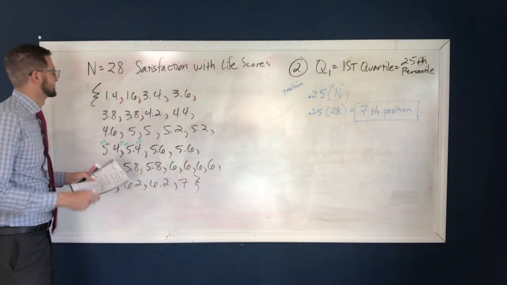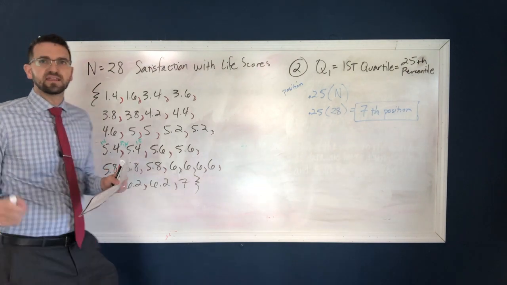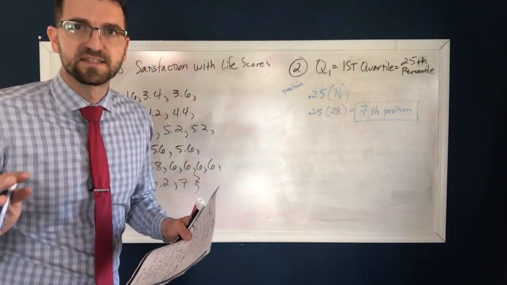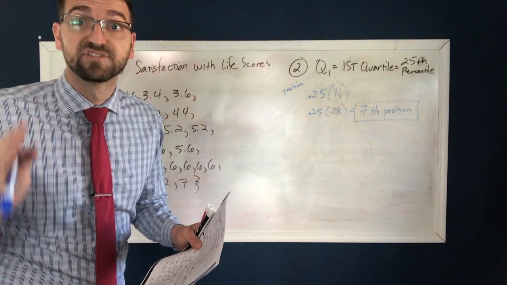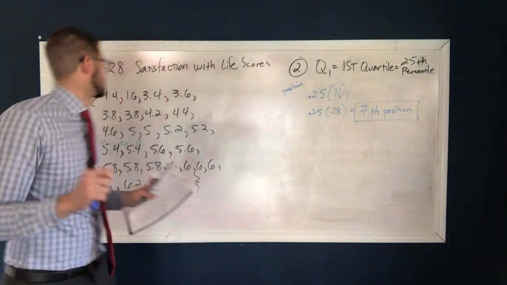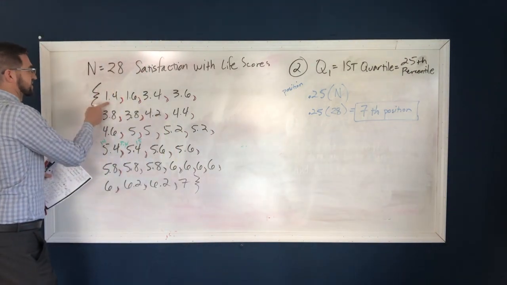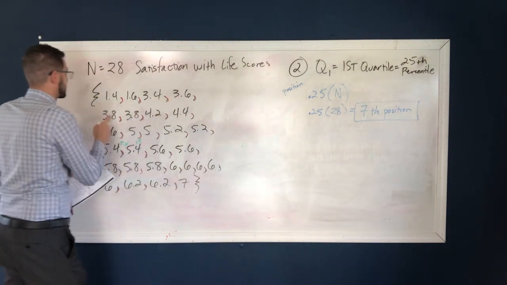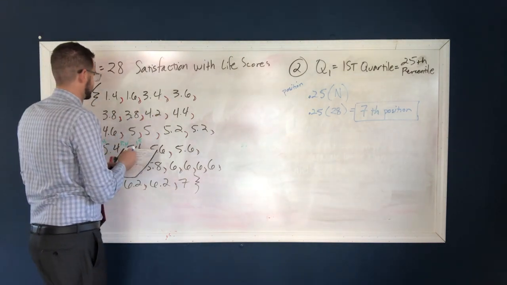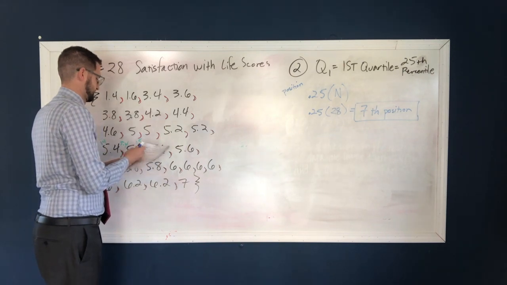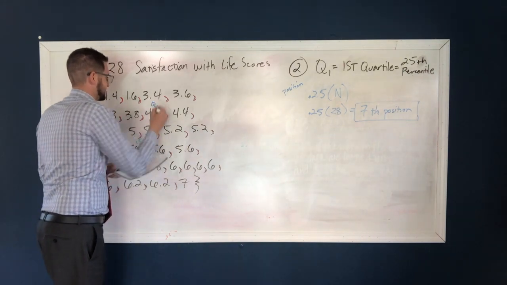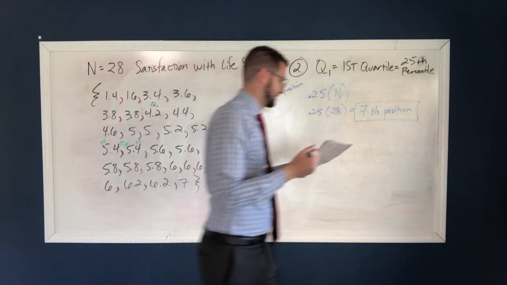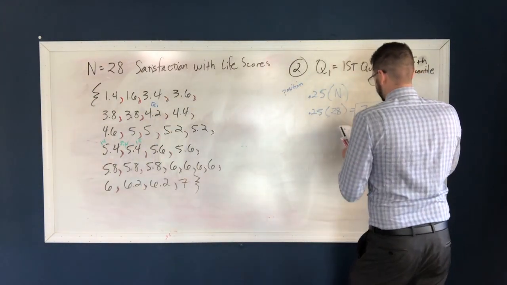Okay, so this is not going to be too difficult. Again, the values in the distribution of data have to be ordered from smallest to largest. Okay? And then you start from the smallest value and count. 1, 2, 3, 4, 5, 6, 7. Okay? So it looks like your Q1 is going to be 4.2.